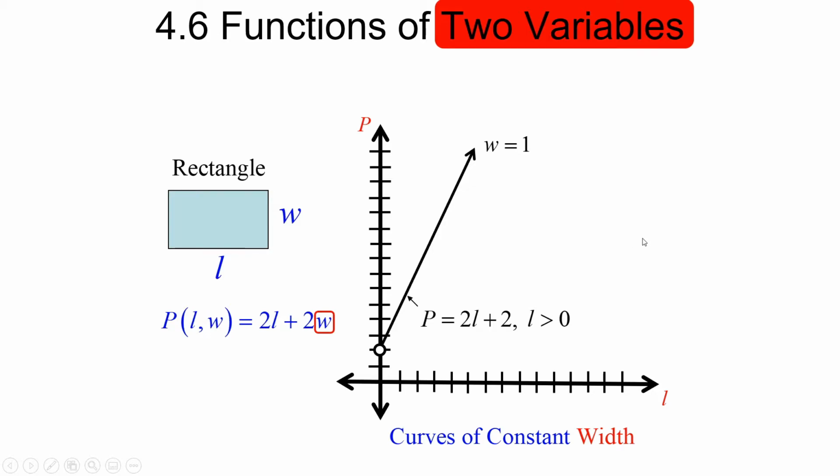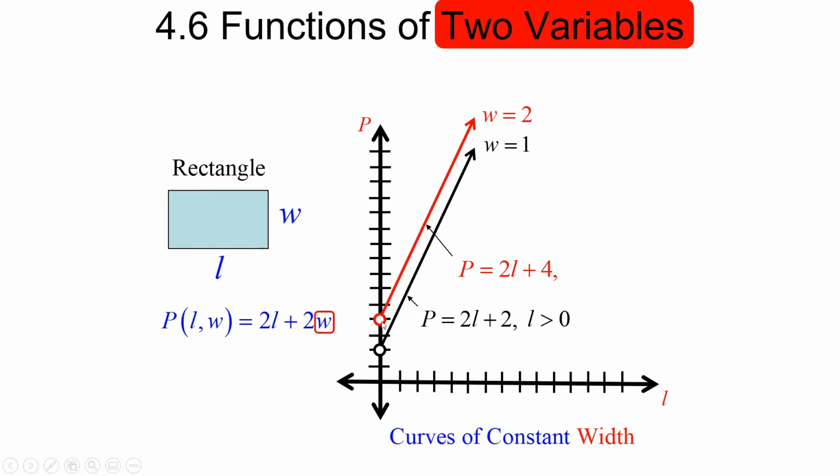Now, let's do another curve of constant width because they did say curves, plural. So how about we just go W equals 2? Now the same thing happens, but now W is 2. So this is going to become a 4. So I have P equals 2L plus 4. And now the only thing that's going to change is my y-intercept, instead of 2, is 4. And I need an open dot right there. My slope is still 2, so I'm going to have a ray parallel to my previous ray. And guess what?